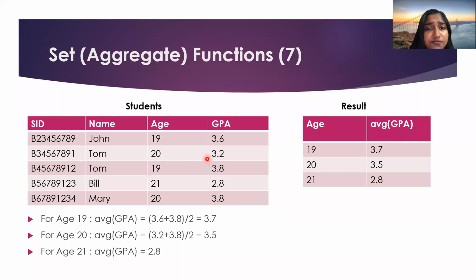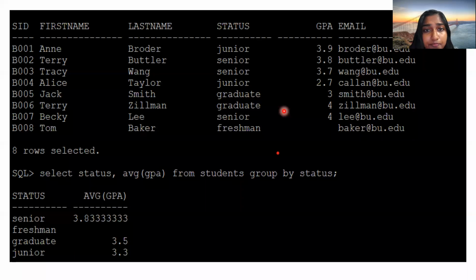That is, if this is the students table and the ages are 19, 20, and 21, then for age 19 the GPA will be calculated like 3.6 plus 3.8 divided by 2, which is written here. 3.7 will be the average GPA for age 19, and that is shown here. Similarly, for age 20, the average GPA will be calculated like 3.2 plus 3.8 divided by 2, and that is 3.5, which will be shown in the result table. And similarly for age 21. So this is the result table generated according to the query we have given.